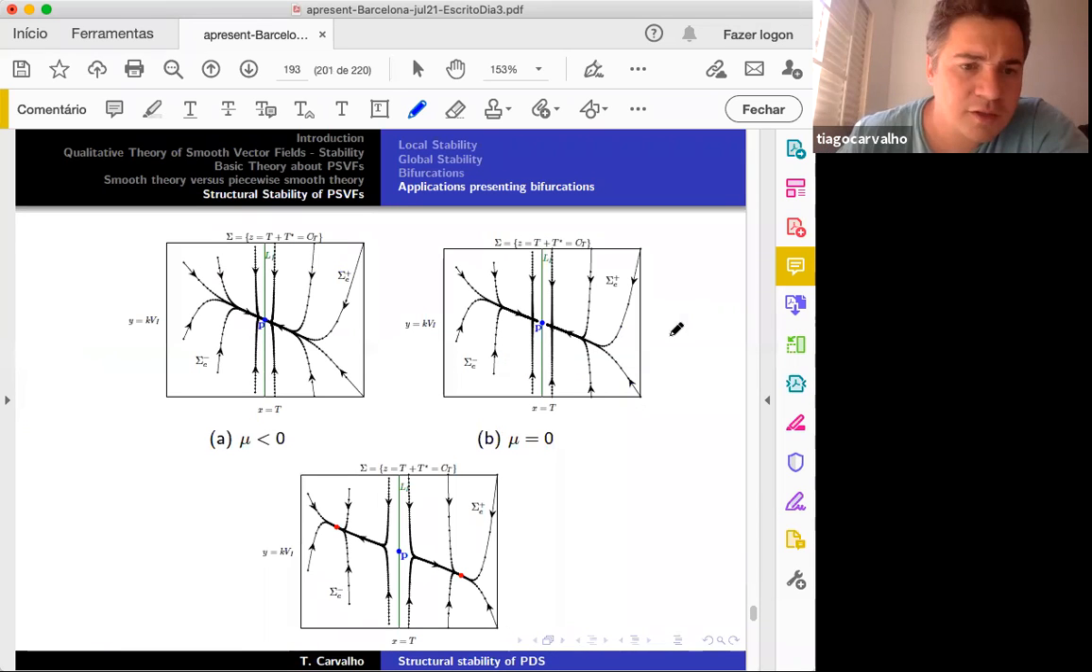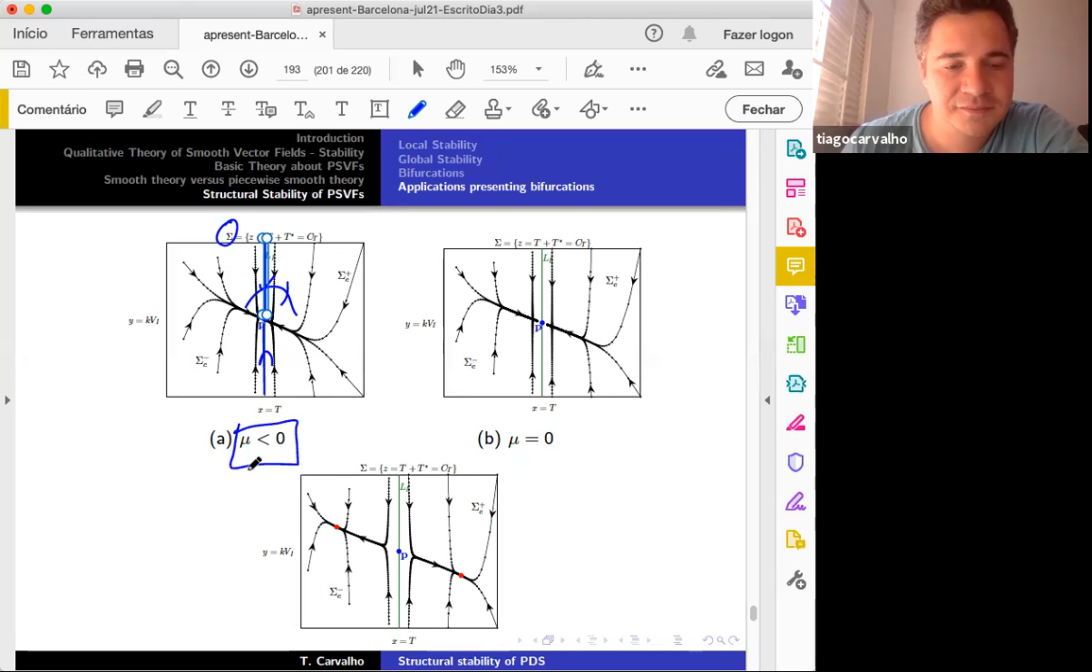Here we have an attractive direction given by the tangential sliding vector field, and at sigma, this plane is sigma, we have the first return map. The first return map has these dynamics when me is negative. This means that the point P is an attractor.